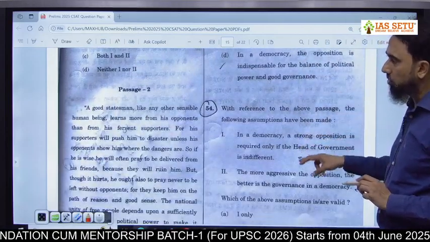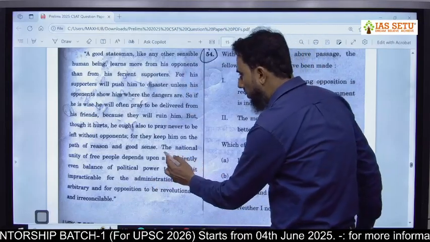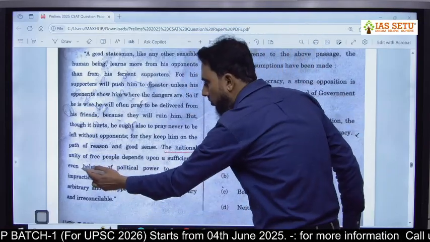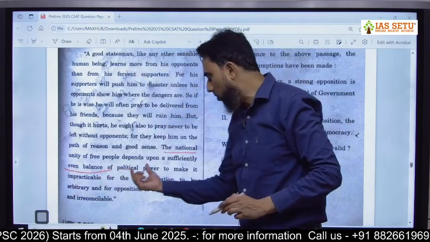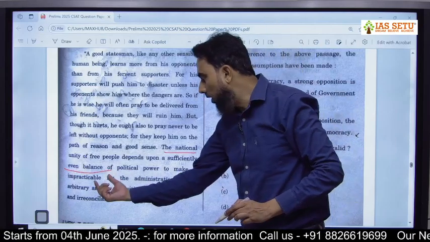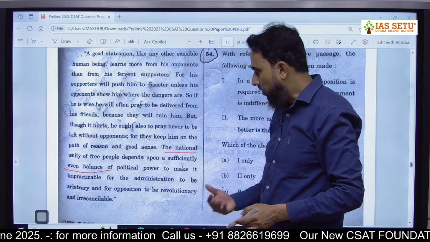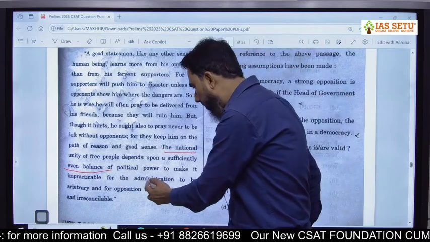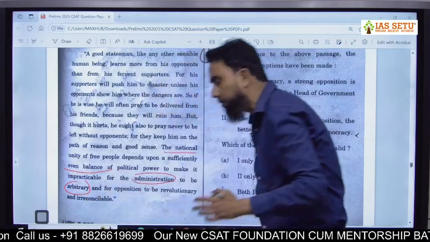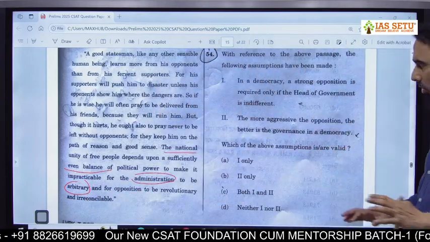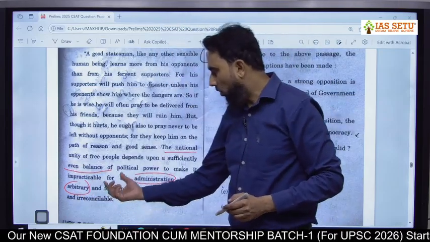Author has said that opposition is required there. But look at this part, last part. He says the national unity of free people depends upon a sufficiently even balance. It talks about a balance, a sufficiently even balance of political power to make it impracticable for the administration. Impracticable, something that cannot be made practical. To make it impracticable for the administration to be arbitrary, so that the administration does not become arbitrary, any manmane dhang se, without any planning or in an organized way. They don't work, but they work out of chance and on their own.